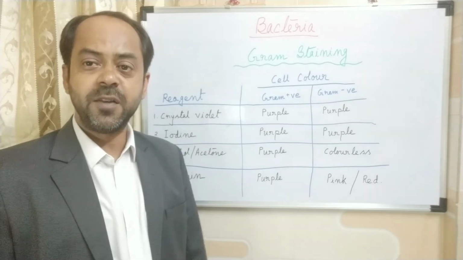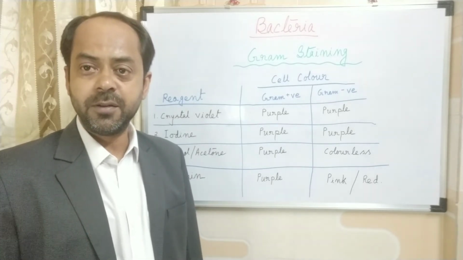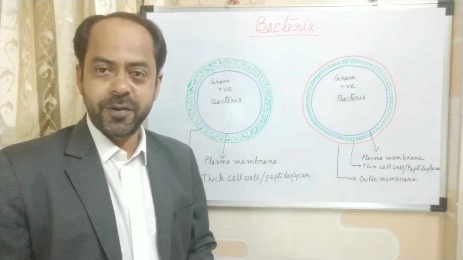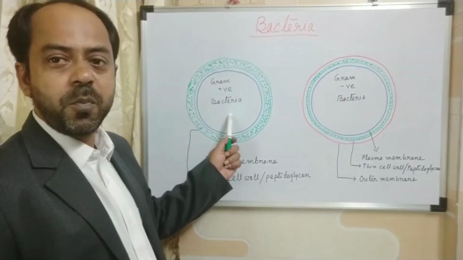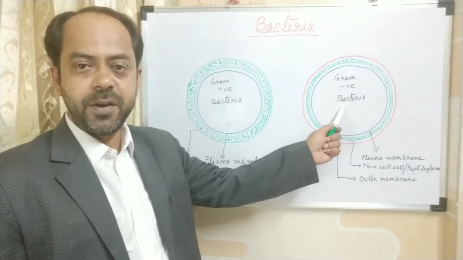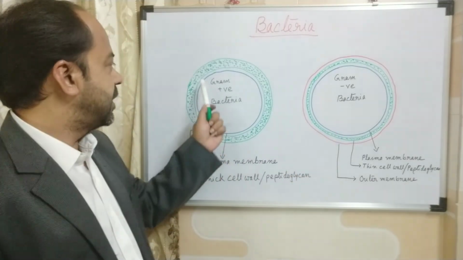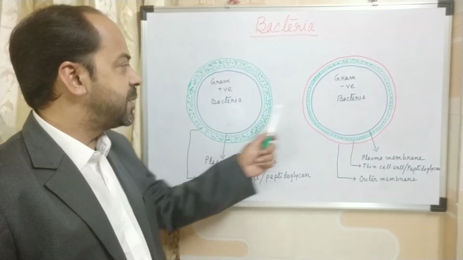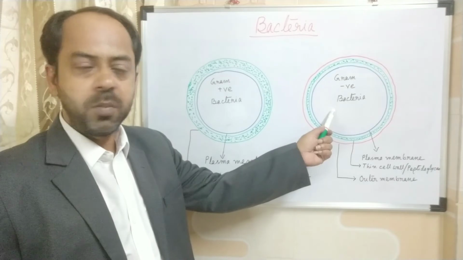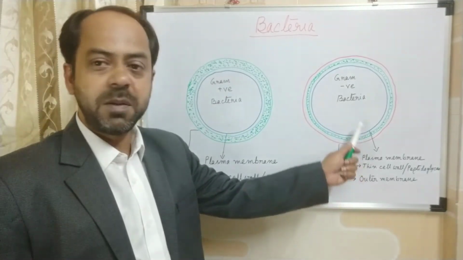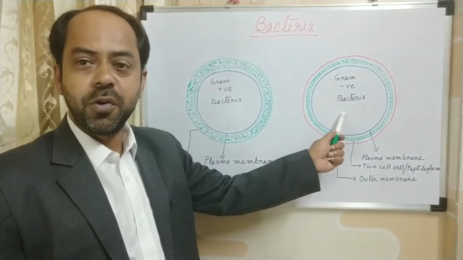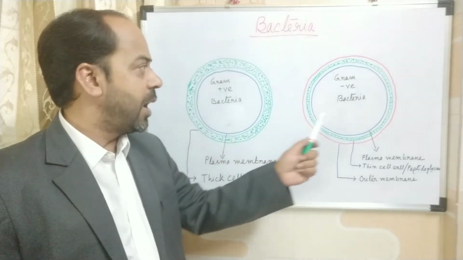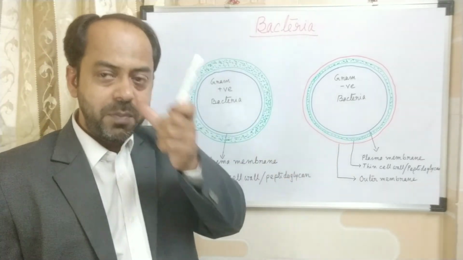Next, we will see the structural difference of gram positive and gram negative bacteria. See the diagram. This is the gram positive bacteria and this is the gram negative bacteria. So what is the structural difference? See that blue color layer, that is called the plasma membrane. This layer is present in both bacteria. There is no difference in the plasma membrane. Gram positive bacteria have the plasma membrane, and gram negative bacteria also have that plasma membrane layer.